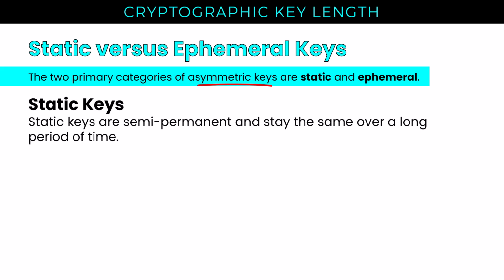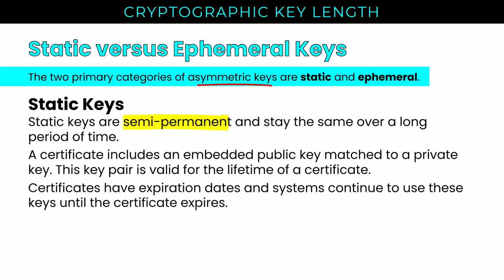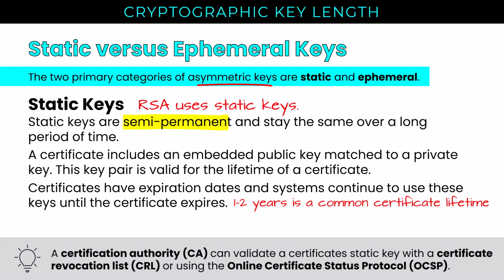So static keys are semi-permanent and they stay the same over a long period of time. A certificate includes an embedded public key matched to a private key, and the key pair is valid for the lifetime of a certificate. Certificates have expiration dates, and systems continue to use those keys until the certificate expires, and 1 to 2 years is a common certificate lifetime. RSA is an example of an algorithm that uses static keys.